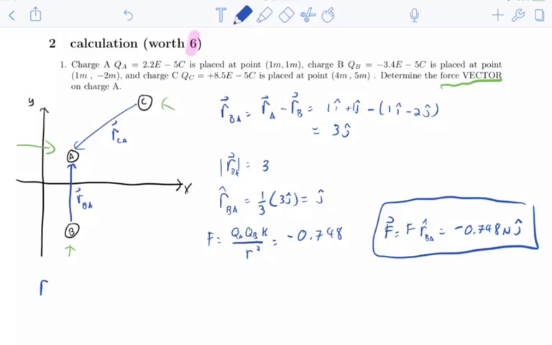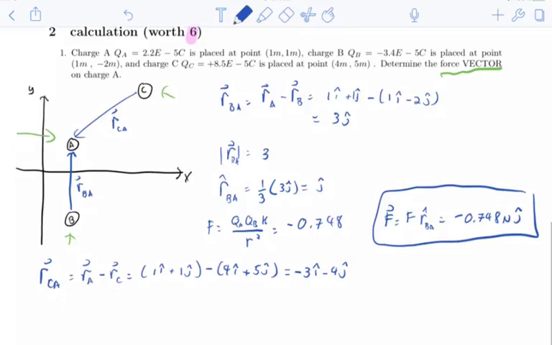RCA, C to A. That's equal to the position vector of A minus the position vector of C. So it's 1 i hat plus 1 j hat minus 4 i hat minus 5 plus 5 j hat, which is equal to minus 3 i hat minus 4 j hat, which looks about right. Cool. All right. Now we need to do the rest of this.